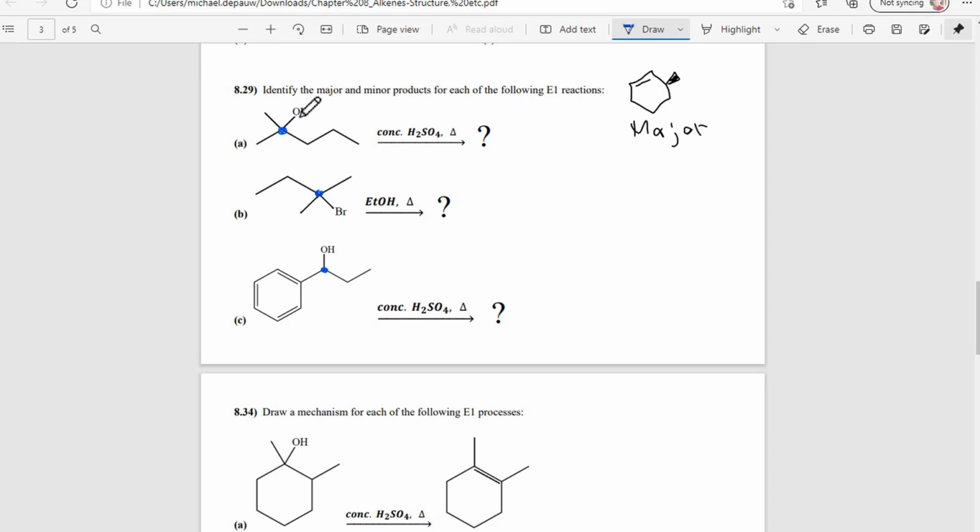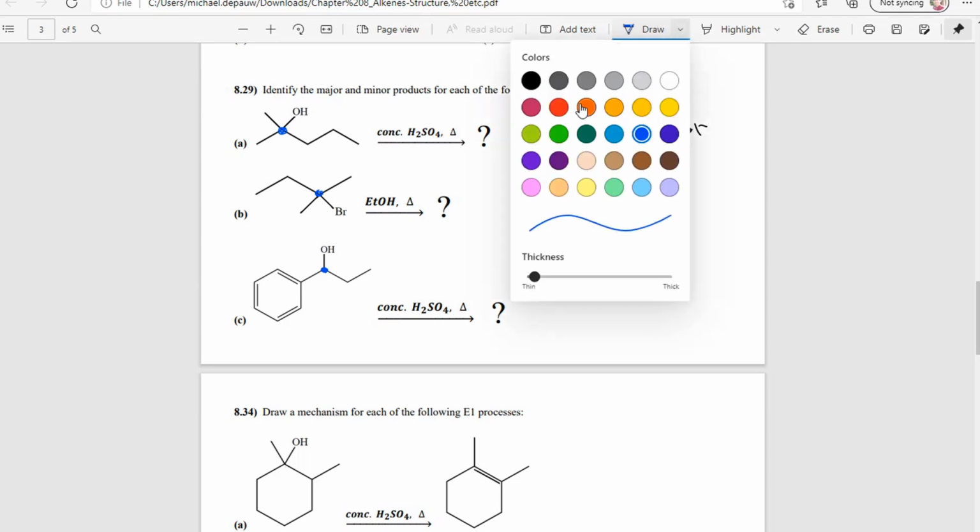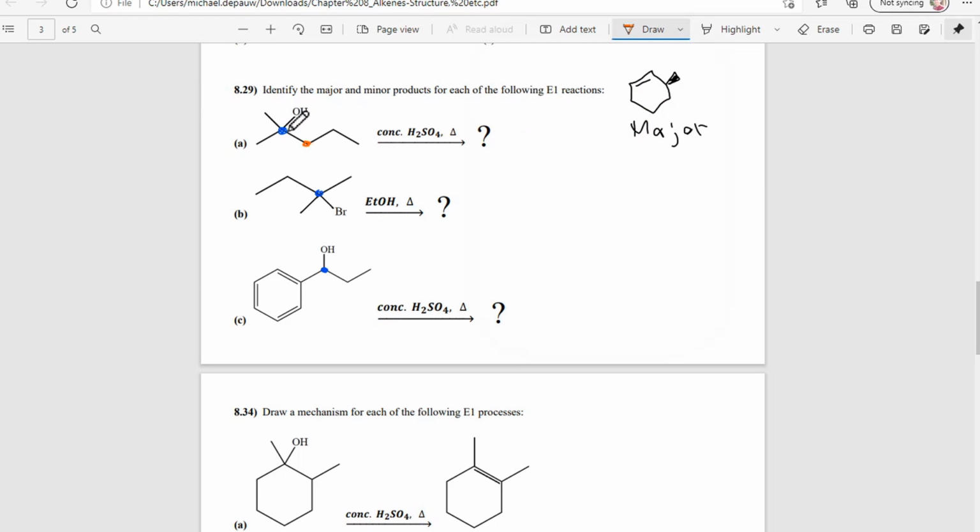And then what little water might be in the mixture is going to end up ripping off a hydrogen here, causing elimination to occur. So once again, and this is one of the key points of this particular mechanism, we're looking at beta hydrogens to be eliminated.